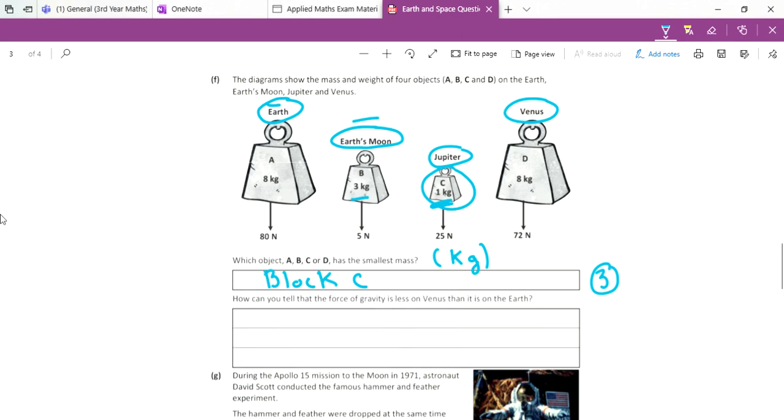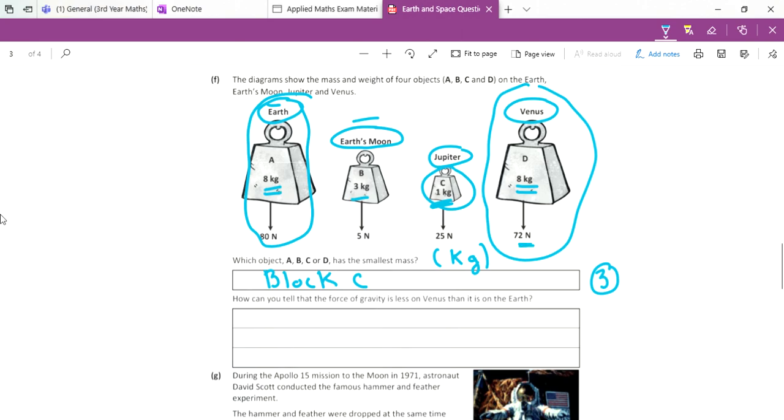How can you tell that the force of gravity is less on Venus than it is on the Earth? So we're only looking at the Earth example and Venus example. Now we're able to compare these, and the reason we're able to compare is because both objects have the same mass. So they both have the same mass, but the force is different on Earth than it is on Venus. And you notice that the force is bigger on Earth. It's 80 newtons on Earth, whereas it's only 72 on Venus.